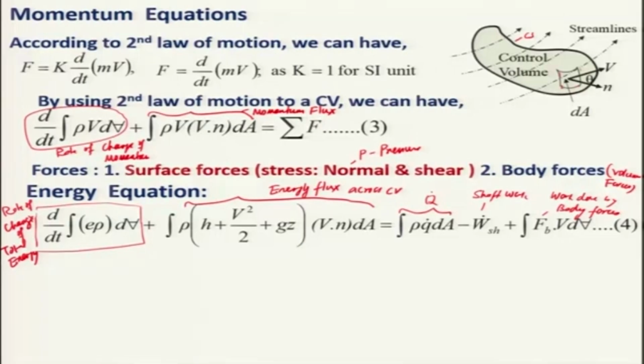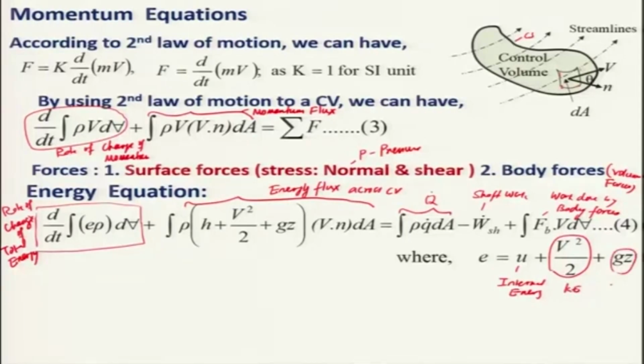Keep in mind that, as I told earlier, e is nothing but your internal energy, and this is your specific kinetic energy ke, and this is your specific potential energy. Specific means potential energy per unit mass, and this is also the specific internal energy.